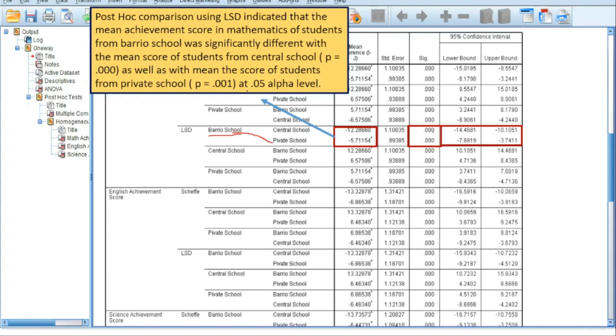Alright, so that's it. That's how simple it is on how to interpret the results of one-way analysis of variance generated by the SPSS.